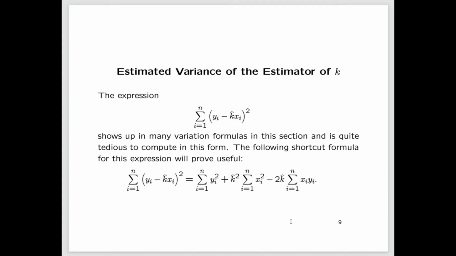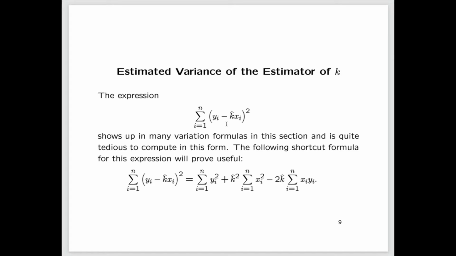This expression shows up in many variance formulas in this particular section in this module, and it's quite tedious to compute in this form, because we would have to evaluate k hat and then multiply k hat against x sub i, do that subtraction from the corresponding value of y sub i, and then square that difference and do it for every observation in the sample. So it becomes somewhat tedious and prone to error, and we want to minimize the chance of making calculation errors and cut down on the tedium.